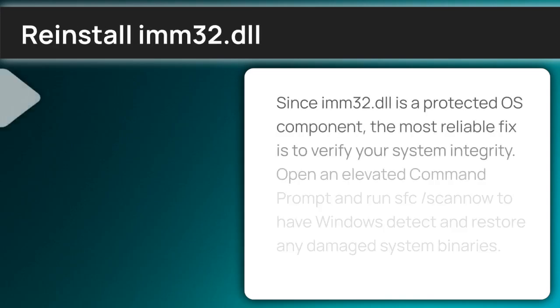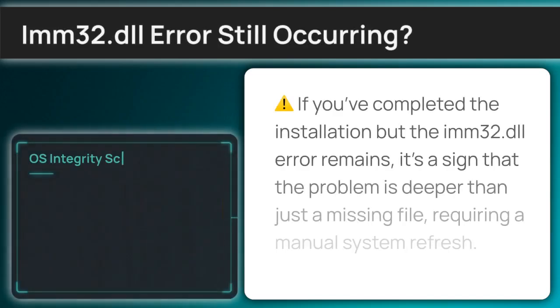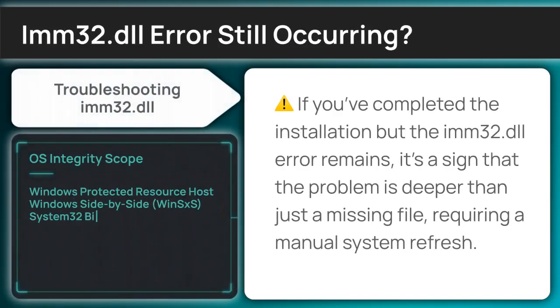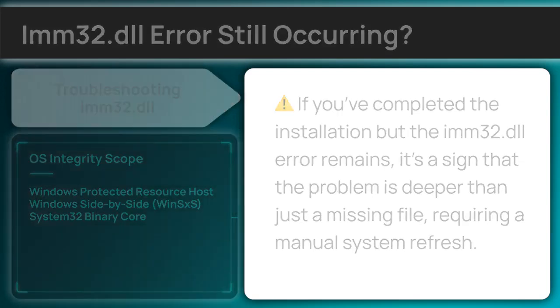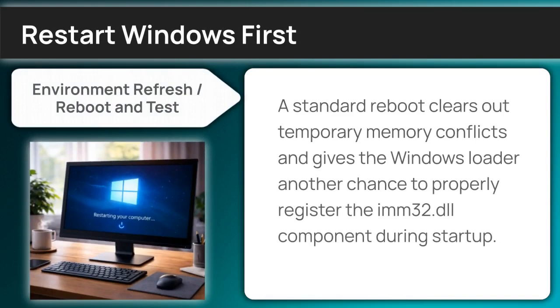Since imm32.dll is a protected OS component, the most reliable fix is to verify your system integrity. Open an elevated command prompt and run sfc /scannow to have Windows detect and restore any damaged system binaries. Should the reinstallation fall short, the next step in our protocol is to validate the integrity of your system's startup environment. A standard restart allows the Windows bootloader to rescan your system directories and potentially recognize an unregistered imm32 component.